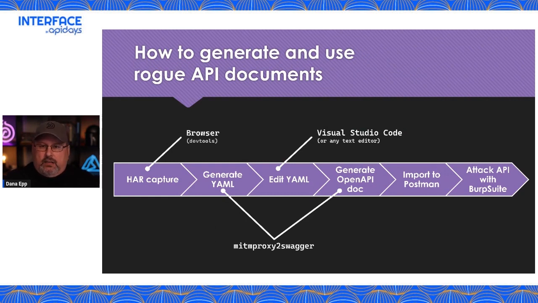You'll import those directly into Postman and you have your REST client. You'll be able to use that directly, but go one step further: proxy Postman through Burp Suite, and now you can attack those APIs directly through Burp Suite. Now, here's the thing.